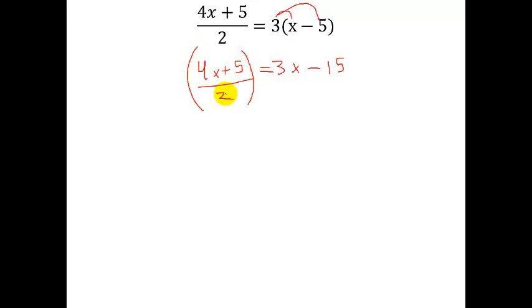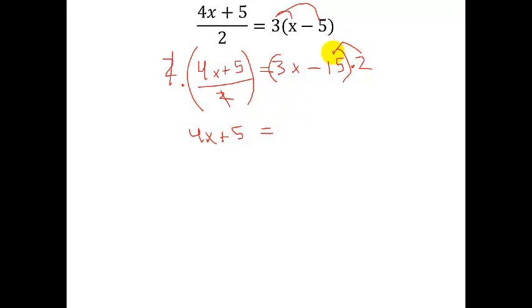So we don't like fractions, so if we multiply this entire side by 2, then the 2 in the top and the 2 in the bottom can cancel. Of course, golden rule says if we multiply that side by 2, we have to multiply this side by 2. So we can cancel this 2 with this 2, leaving behind 4x plus 5 equals.